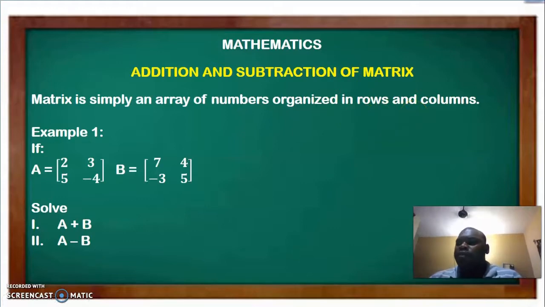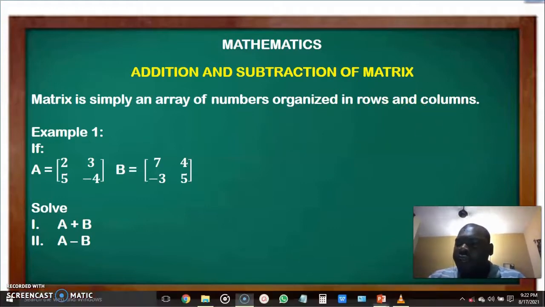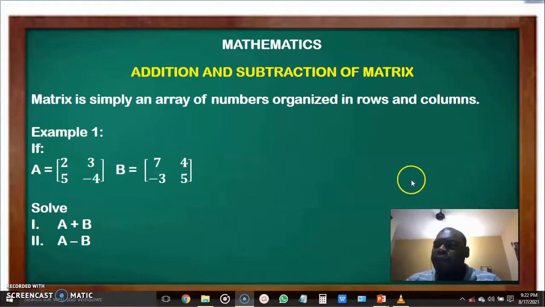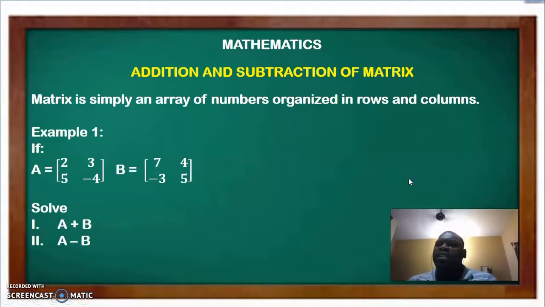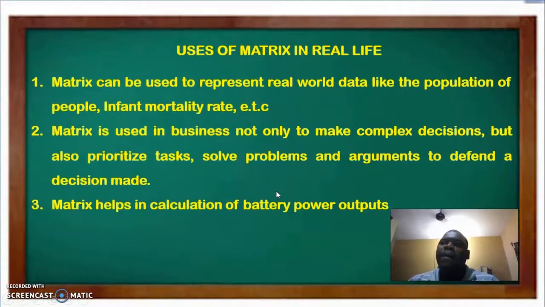Before we proceed, I would like you to know the usefulness and importance of all these topics that you study in school, because most times many students feel the subjects or topics are just for academic purpose, but they don't understand that it's also applicable to real life situations. So let's quickly flip into this part here and look at uses of matrix in real life.